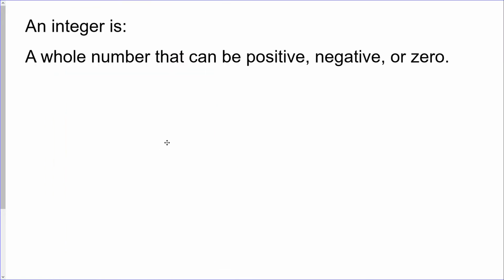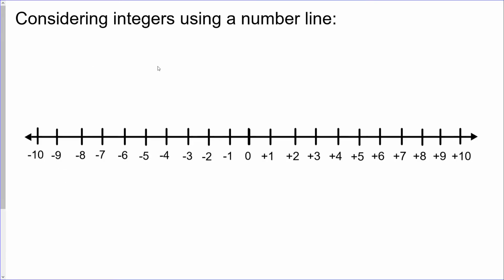Now, an integer, and this is written right on your note, is a whole number that can be positive, negative, or zero. And recall that a whole number is something that's not including decimals, not including fractions, things of that nature, but it can be positive, negative, or zero. Okay, and integers are often considered and used with a number line. It's one of the regular ways to help understand integers and how they relate to each other.